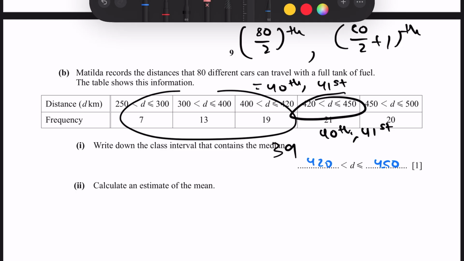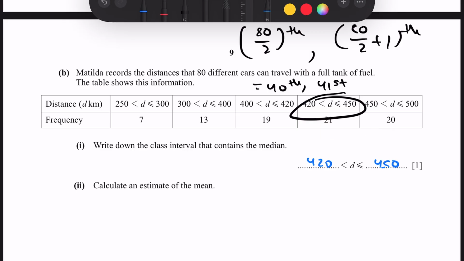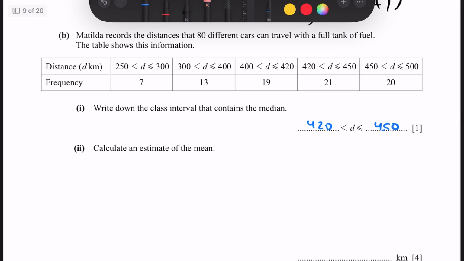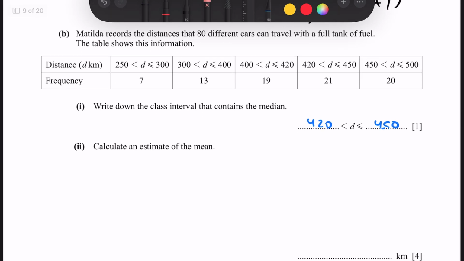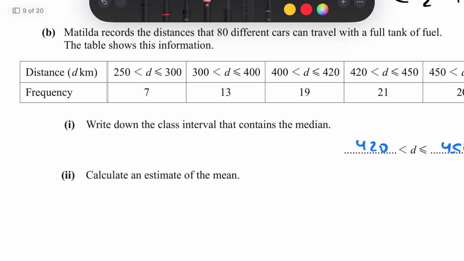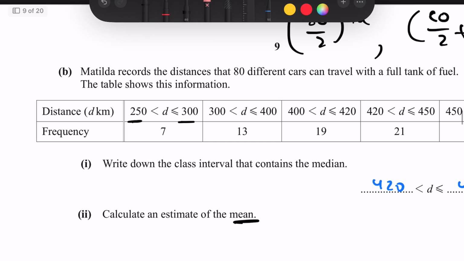Since in this last value, the 40th car and the 41st car in ascending order lie, and these two cars are what represent the median, since their values when added and divided by 2 give you the median itself. Now for the mean, when you have these class intervals rather than fixed values for distance, we take the average of the two numbers on the sides when finding mean. I'll explain what this means later. So let's first find the average of these two numbers for all of these particular values.